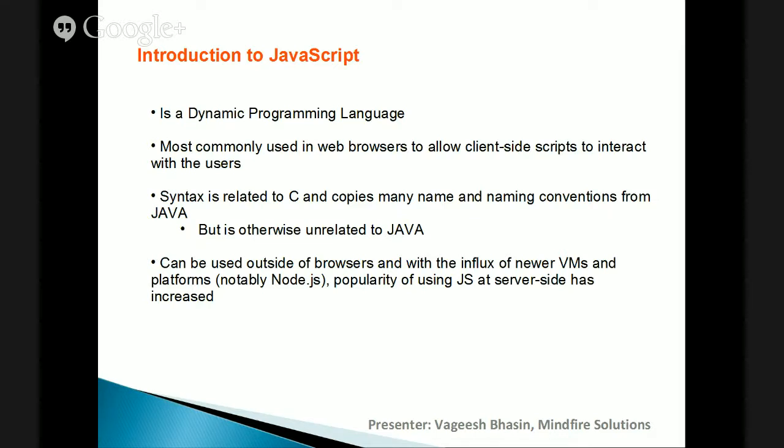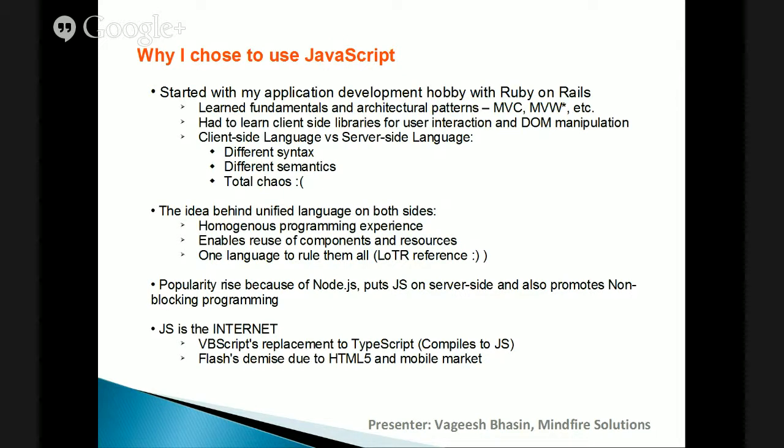Why I chose JavaScript? When I started my web application development as a hobby, I started with Ruby on Rails. I also had a very small part in Python and Django, but I stuck with Ruby on Rails. I learned most of the fundamentals of web application development, including the architectural patterns like MVC, model view controller pattern, MVW, model view whatever, MV star, model view, anything you want to add.